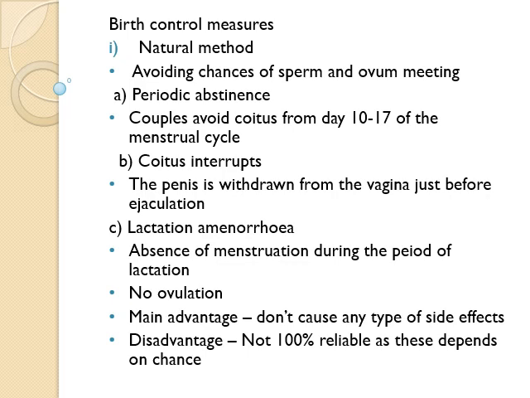Second one is withdrawal or coitus interruptus. In this, the male partner withdraws the penis from the vagina just before ejaculation to avoid insemination. Next is lactational amenorrhea. Here the name itself indicates the lactation period. In this period, there is no ovulation, so chances of fertilization are nil. Main advantage of natural methods of contraception is no side effect. Disadvantage of this method is chances of failure are also high. Not 100% assurance as this depends on chance.